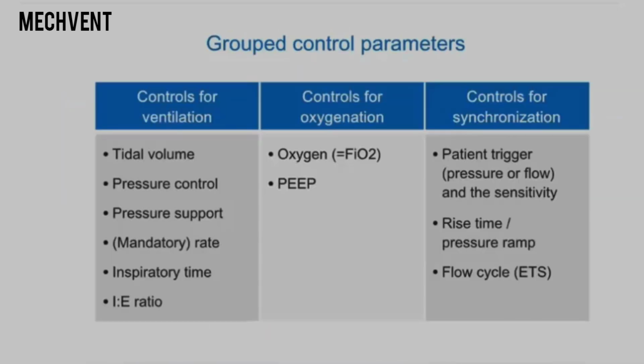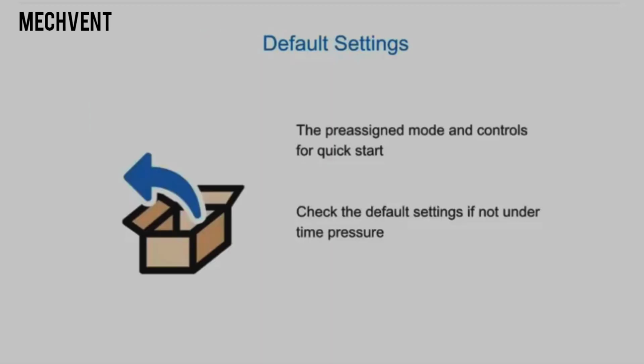Controls can be roughly classified into 3 groups, those for ventilation, those for oxygenation, and those for synchronization. The table shows the common controls in each group. A modern ventilator usually has a default mode and its default control settings. The defaults are designed for quick start of mechanical ventilation. Yet, if not in a hurry, you should set the mode and controls individually for each patient.